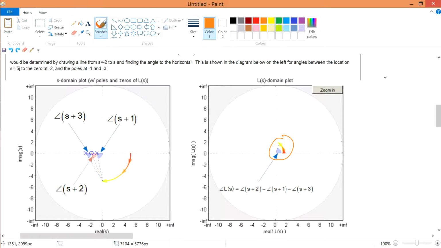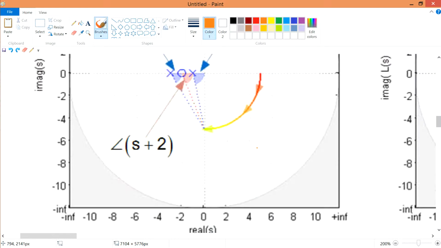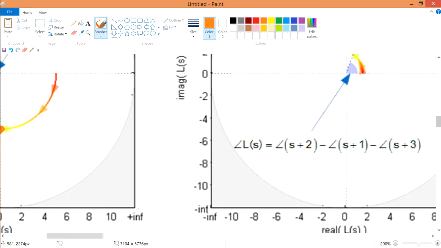If you haven't learned the Nyquist plot, or you forget what the Nyquist plot is, then this is simply a summation of the angles, that's all. Let's say I want to take this point and map this point to this point.